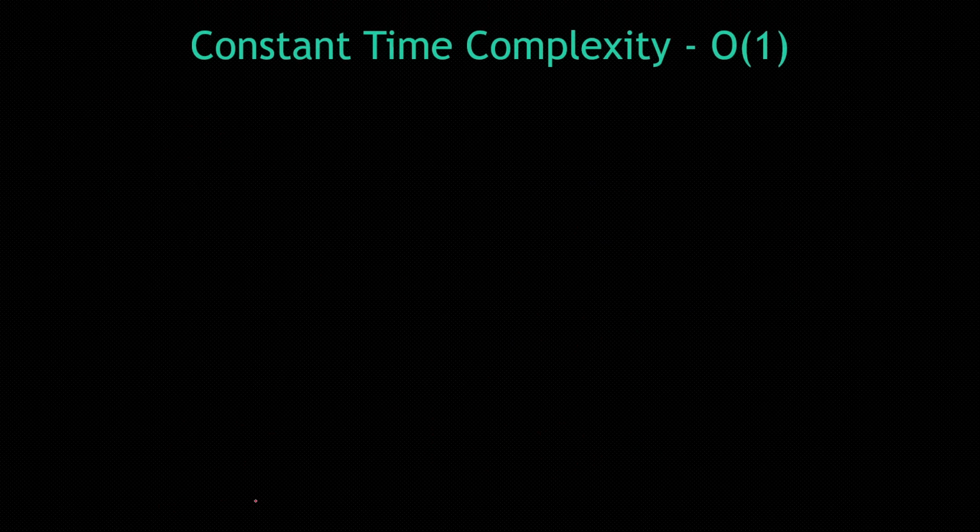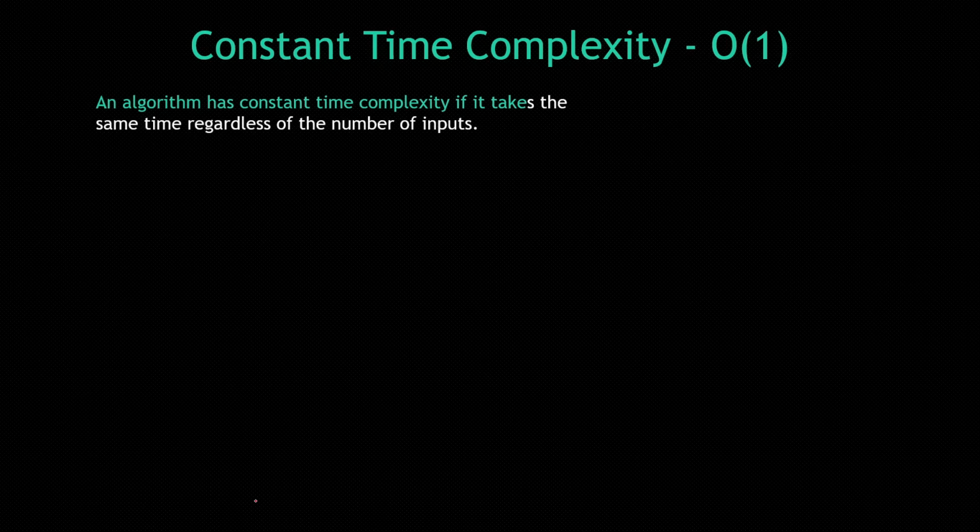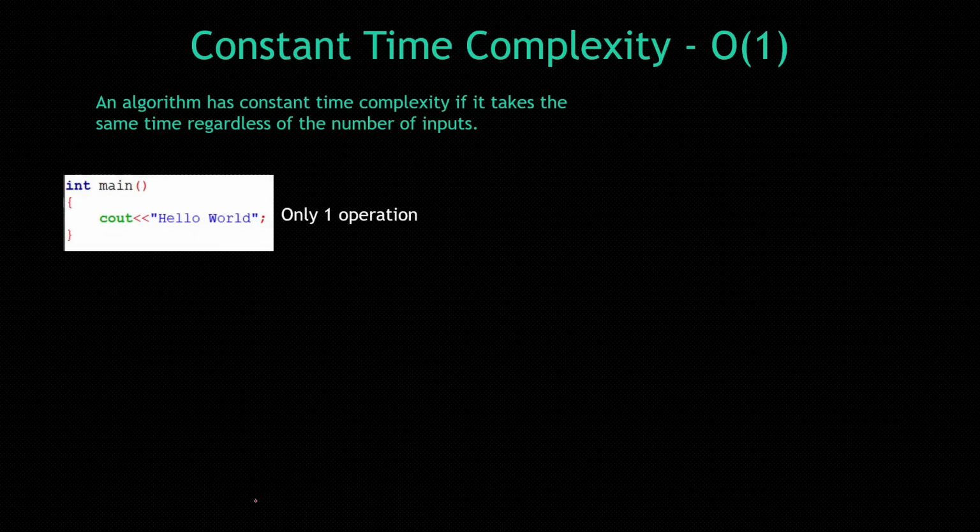Constant time complexity O of 1. An algorithm has constant time complexity if it takes the same time regardless of the number of inputs. Here is an example. This program prints hello world. It will require only one operation to print hello world. No matter what the value of n, it will only require one operation. Here n is constant. So this is O of 1.